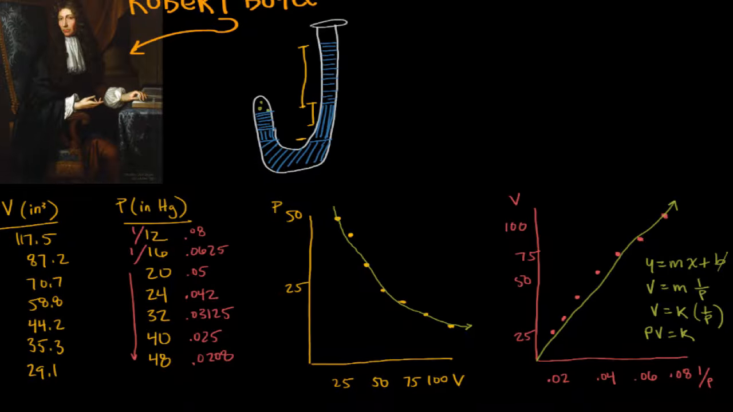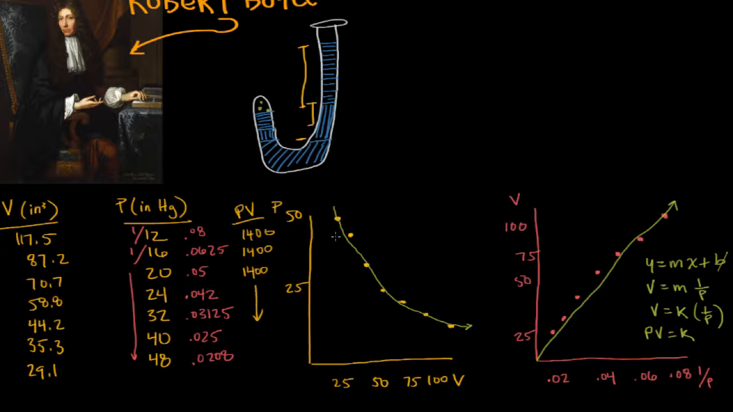So let's test this out by going back to those original values that Robert Boyle plotted. If we measure the product of the pressure and the volume here, we'll see that 117 times 12 is just about 1400, and 87 times 16 is just about 1400. And in fact, for all of these, the volume multiplied by the pressure is always almost exactly 1400.